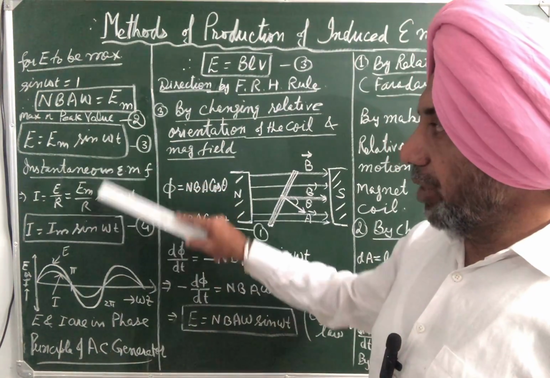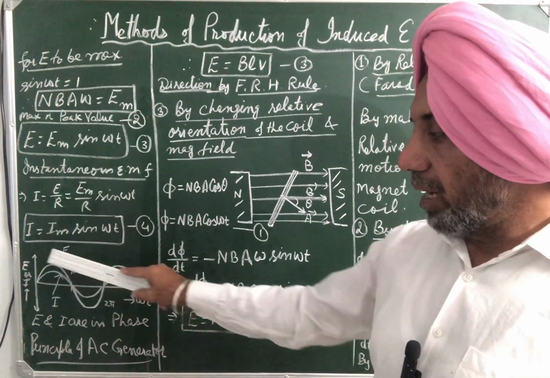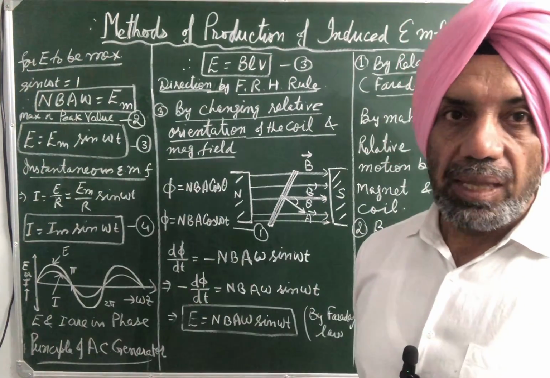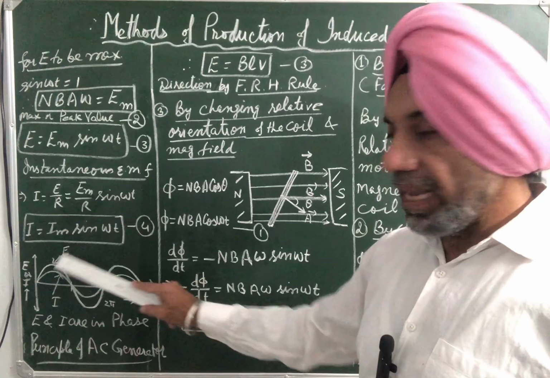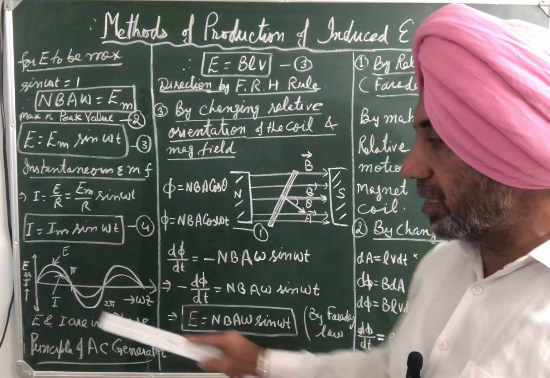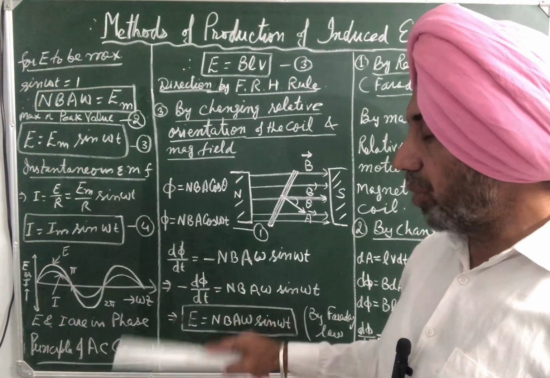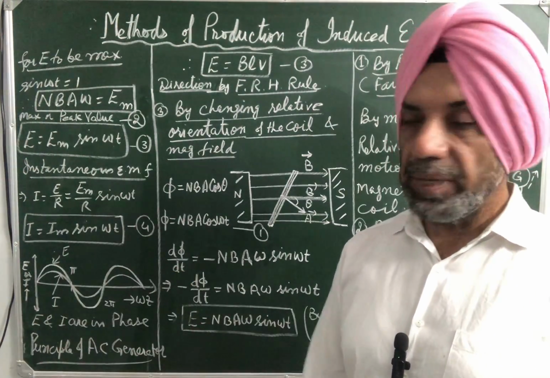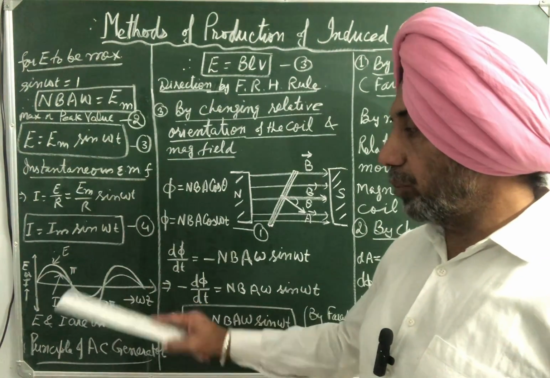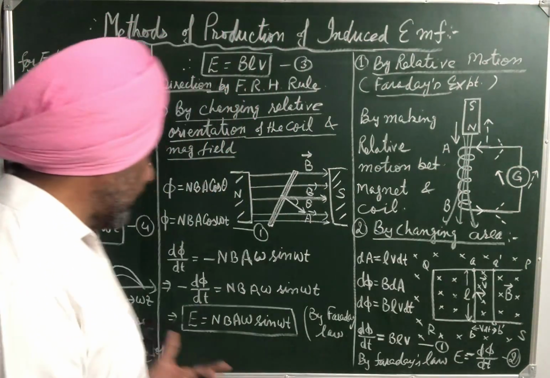And as it is periodic, it means it is alternating EMF and alternating current. Moreover, it is EM sin omega t and IM sin omega t. It means E and I are in phase. So if you plot a graph taking E or I along the y axis and omega t along the x axis, E will be like this, and I will be like this. E and I are in phase, meaning the crest of E falls upon the crest of I, and the trough of E falls upon the trough of I, which is nothing but alternating current and alternating EMF.